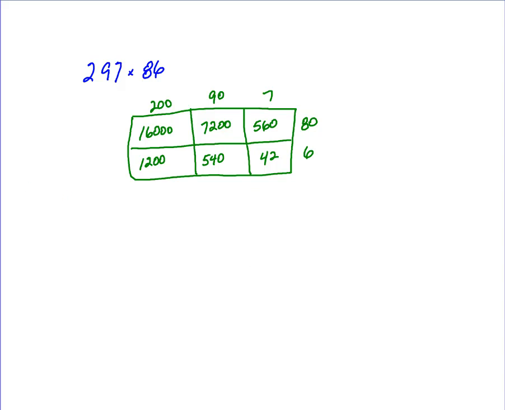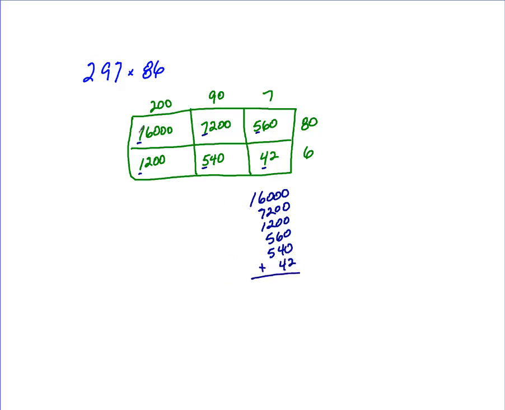Add those parts. Now, what I tell my students when it comes to adding the parts is look at the lead digit in each case. And that lead digit in each of these will tell you which order to pull the numbers out. So I'm going to start with the 16,000. It's the biggest number. Then I'm going to take the 7,200. Then I'm going to jump down to the 1,200. Notice I'm doing my thousands. Then the 560, the 540, the 42.